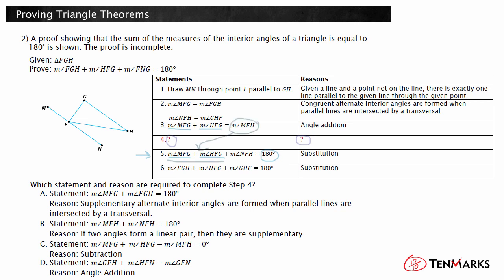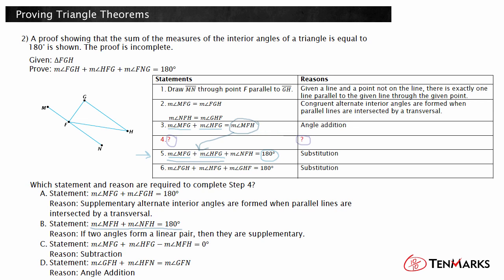Try going backwards from the substitution. Replace the sum of the measures of angle MFG and angle HFG in step 5 with the measure of angle MFH. This will give you the measure of angle MFH plus the measure of angle NFH equals 180 degrees. This can logically connect from step 3 to 5. But what would be the reason?